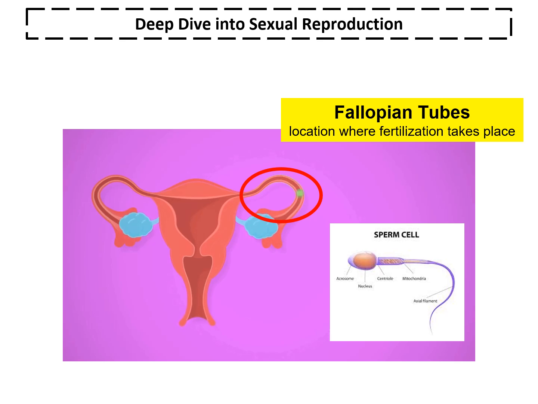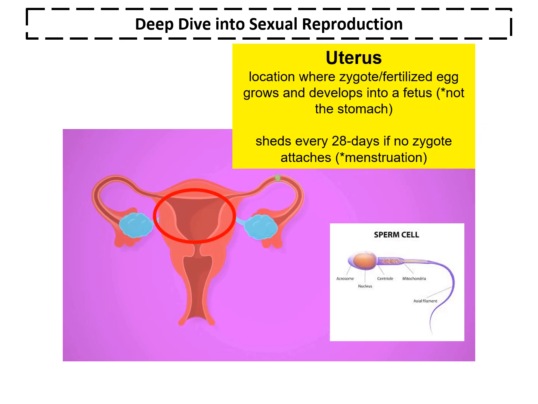And then finally, the last thing I want to recap is the uterus. So a couple things about the uterus. Number one, this is the location where the zygote, or the fertilized egg, grows and develops into a baby, into a fetus. That does not happen in the stomach. So if you have nothing else written about the female reproductive system, this will be on the Regents. Please make sure that you know that in human reproduction, a zygote develops into a fetus or into a baby in the uterus. That is not the stomach.